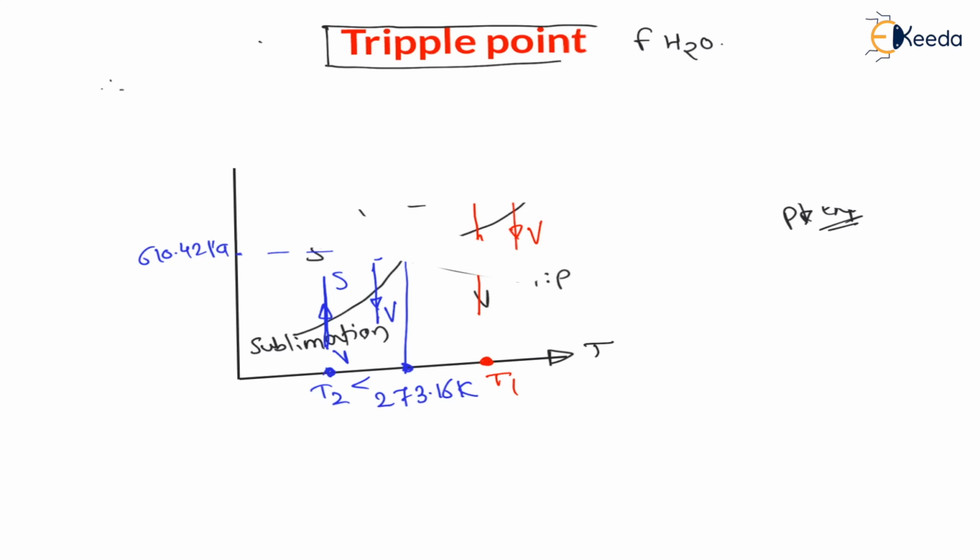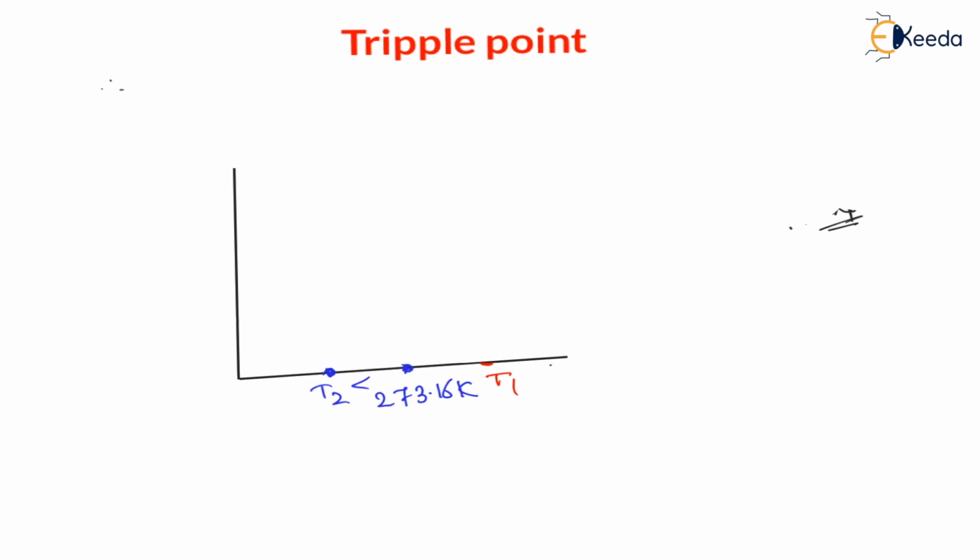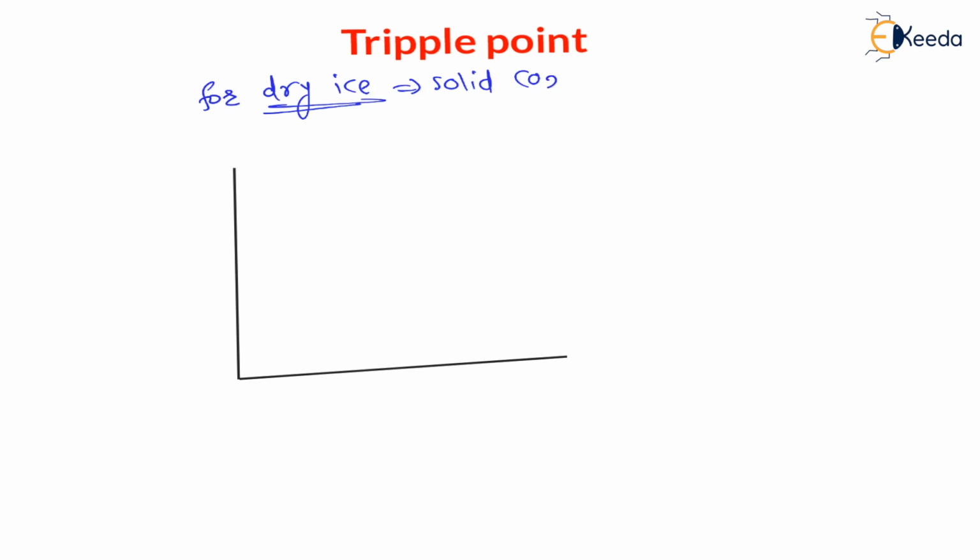Now my dear students, let us consider the triple point pressure for carbon dioxide. Solid carbon dioxide is called dry ice, right? Dry ice is nothing but solid carbon dioxide. This is used for refrigeration, which we will see in the refrigeration subject. Now let us draw the pressure versus temperature diagram. Here, the triple point pressure for solid carbon dioxide or dry ice is 5 atmosphere.